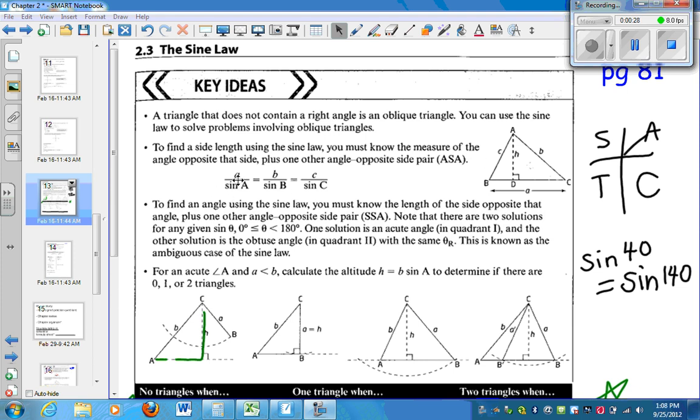And this is a relationship that exists. The ratio of side a to the sine of A is equal to the ratio of b to the sine of B, which is equal to c to the sine of C. Okay?